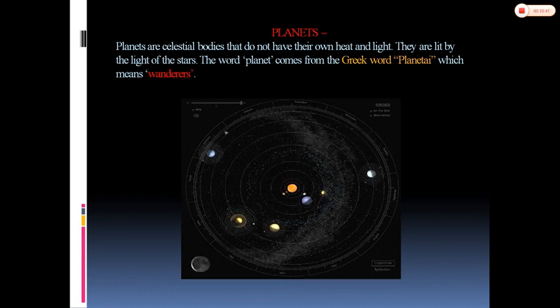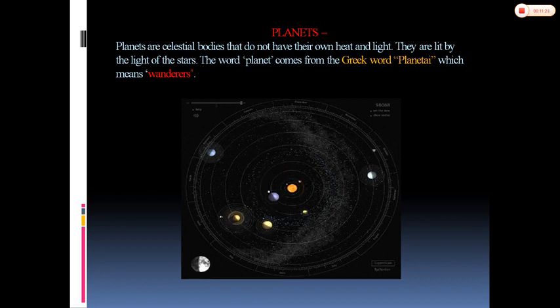Without the earth, life was not possible on the earth. So, what is the meaning of the planet? The planet means the wanderers. Why is it called the wanderers? You know very well that the planets are continuously revolving around the sun, and therefore these objects in the sky are called planets. The word planet comes from the Greek word planetai, which means wanderers.